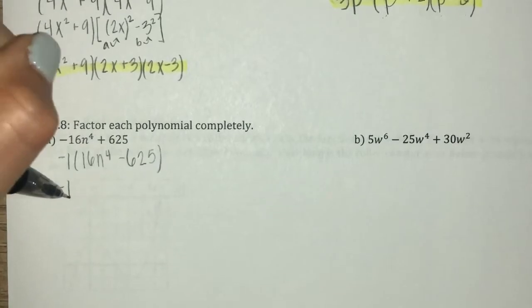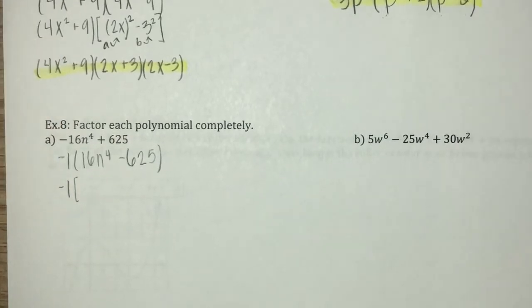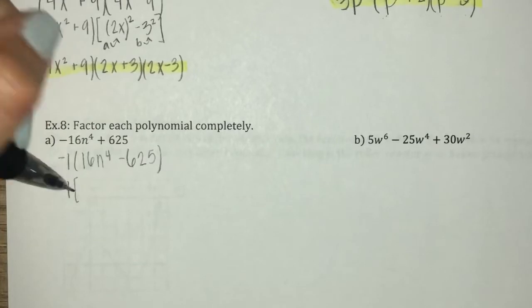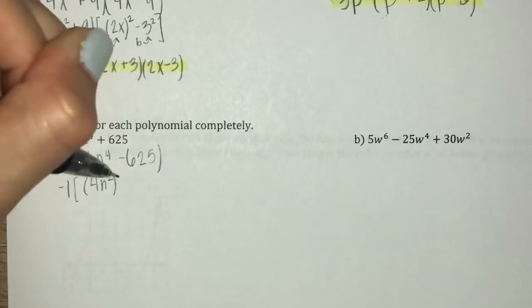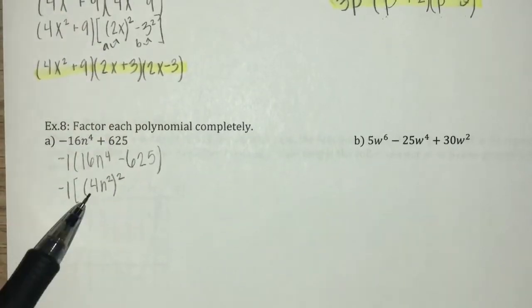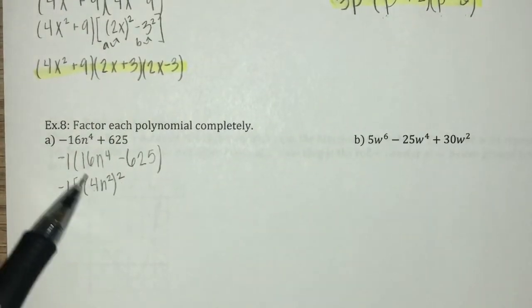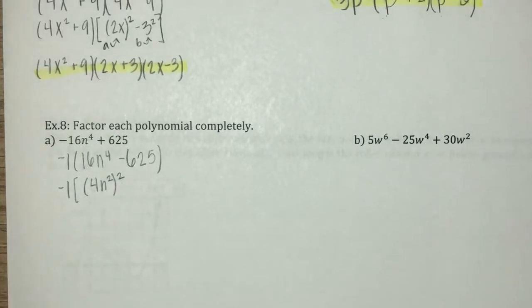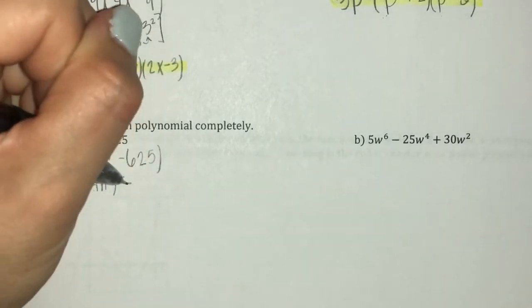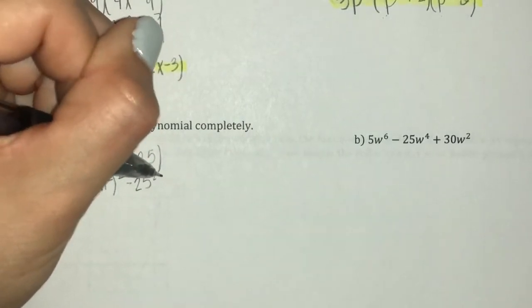So I'll leave that negative 1 out in front. And then 16n to the 4th, I can write as 4n squared in parentheses squared. So same thing, it's 4 being squared, which is 16, and then n squared being squared to get us to n to the 4th. And then 625, I can rewrite as 25 squared, so minus 25 squared.